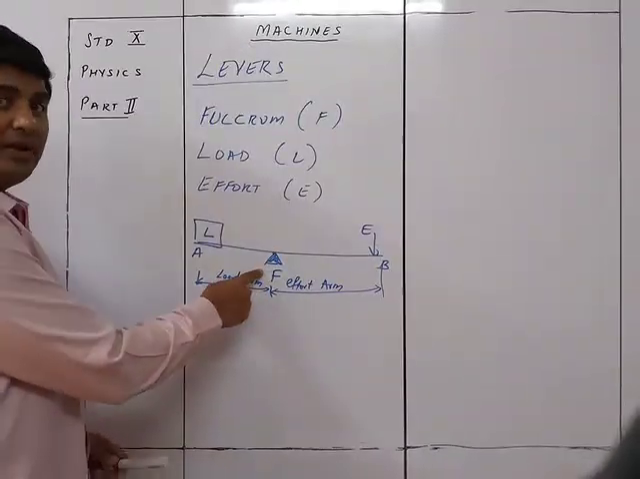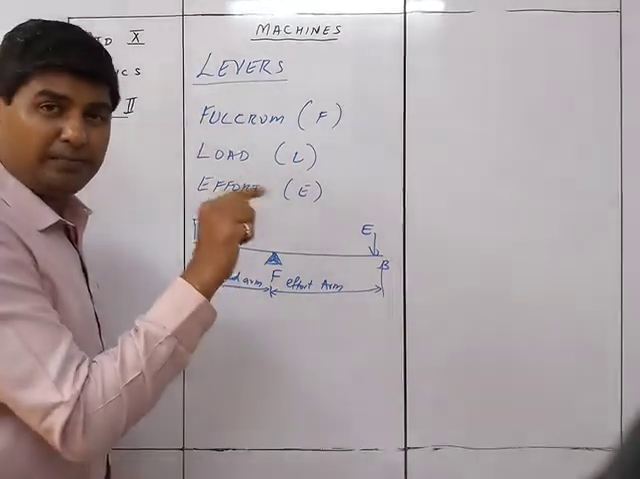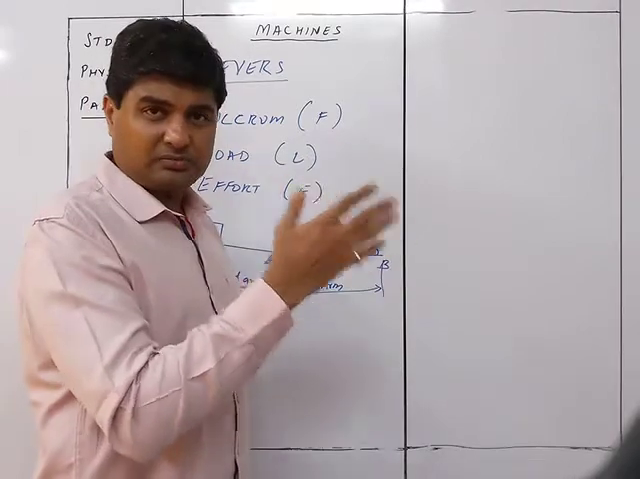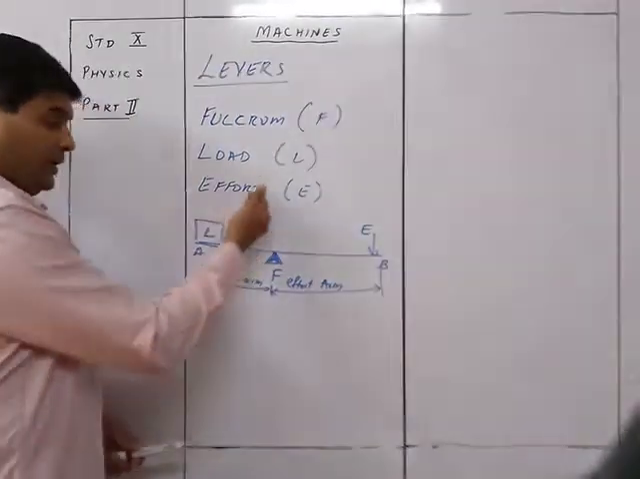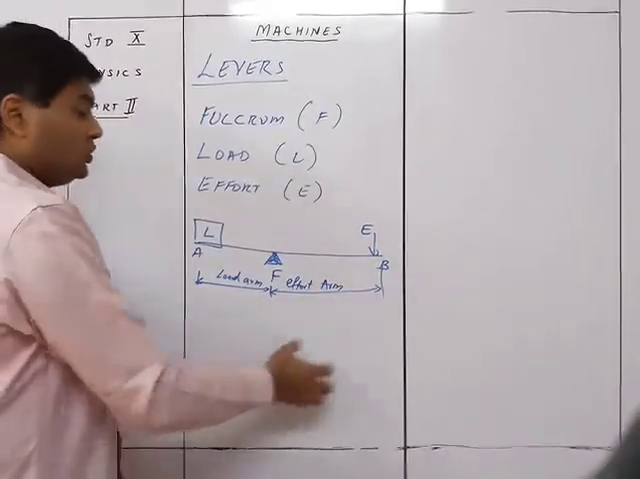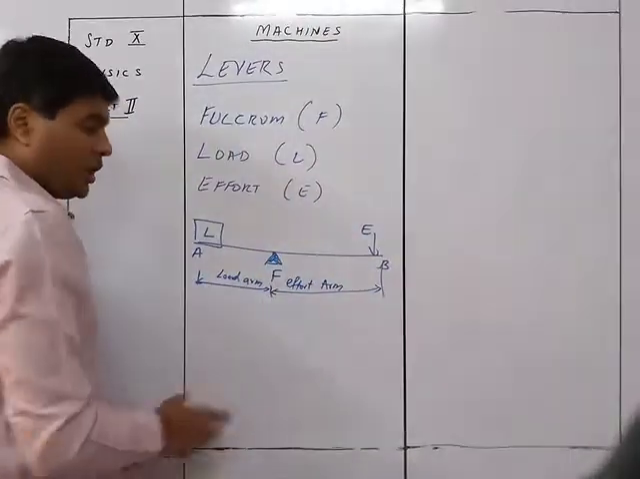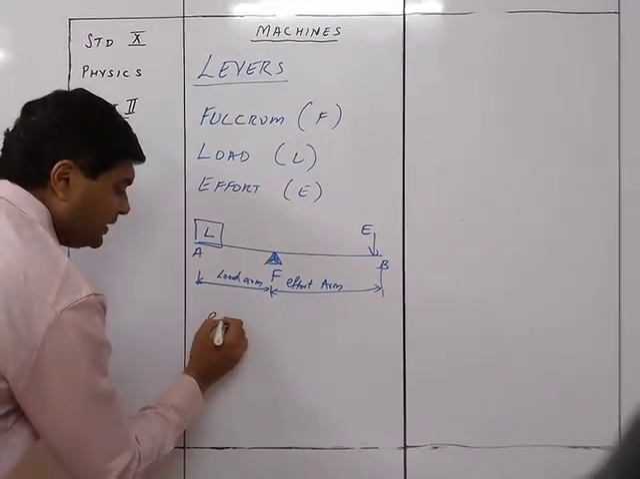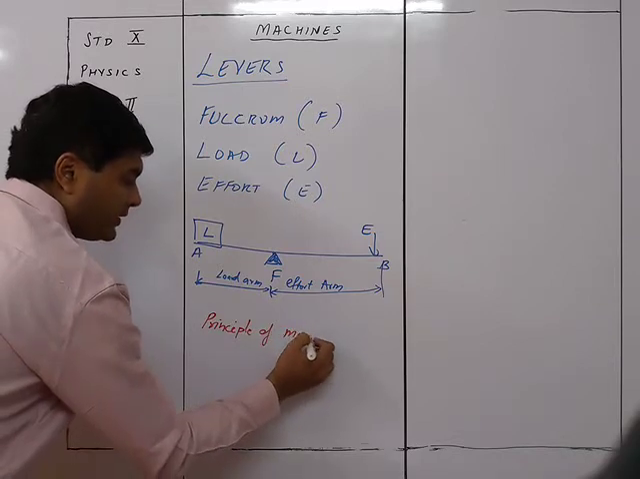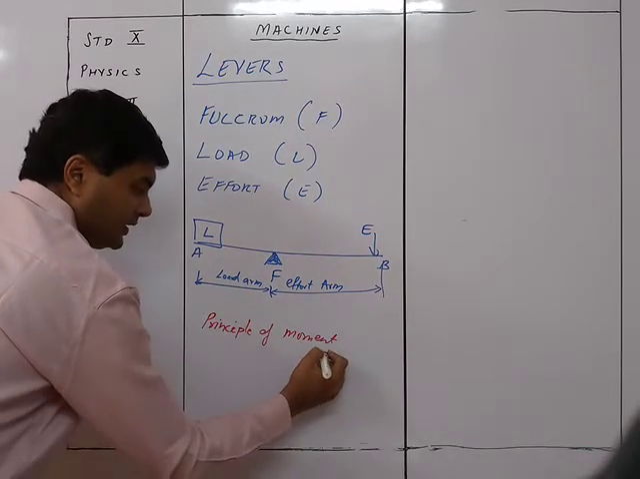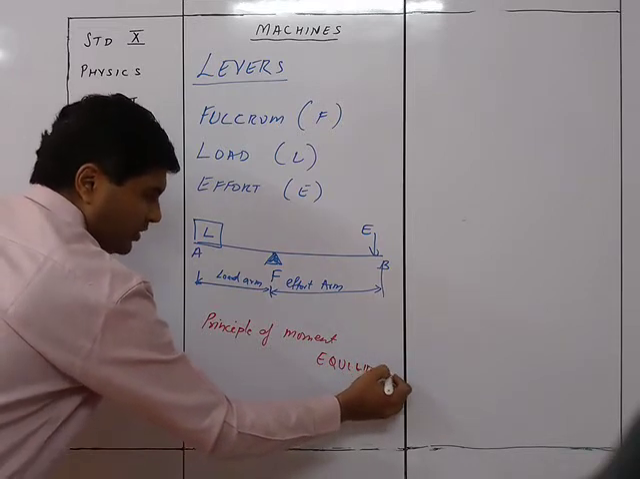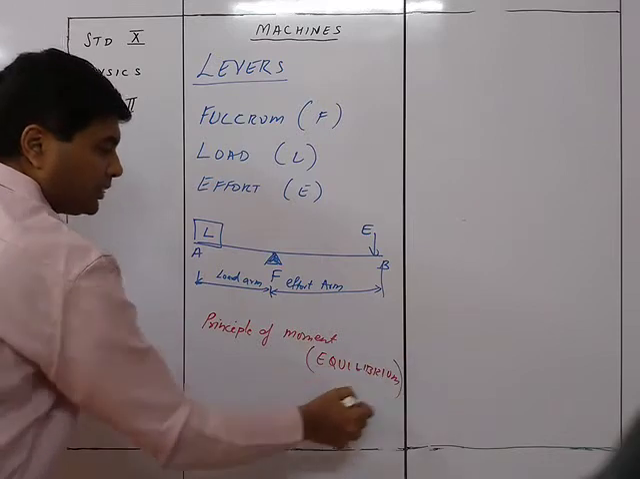Because here we have the fulcrum. What is the fulcrum? The pivoted point. Remember, the first chapter of force, that is the pivoted point. This is anti-clockwise movement. This is clockwise movement. So the lever also works on the principle of moment, or what was also called equilibrium, but here equilibrium may or may not hold, because you are applying a machine.